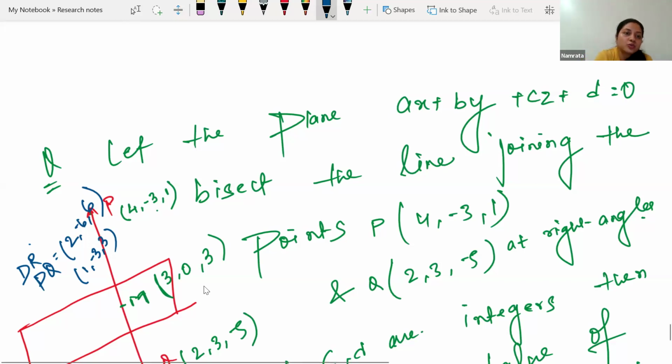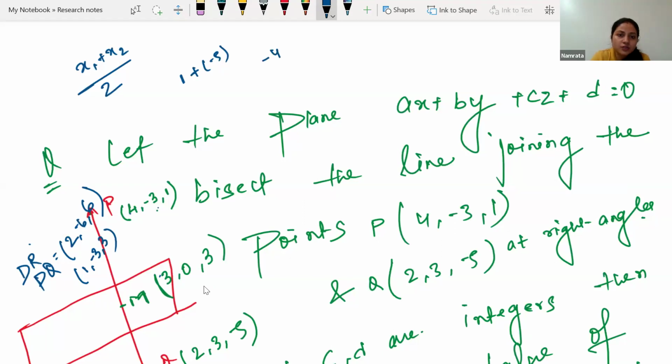You are doing x1 plus x2 by 2. So 3 plus 4... 6 by 2, 3. Minus 3 plus 3, 0, and 1 plus minus 5. Okay, it is giving minus 4 by 2, that means negative 2. Did anyone tell me that here we are getting minus 2, not 3? Yes or no?